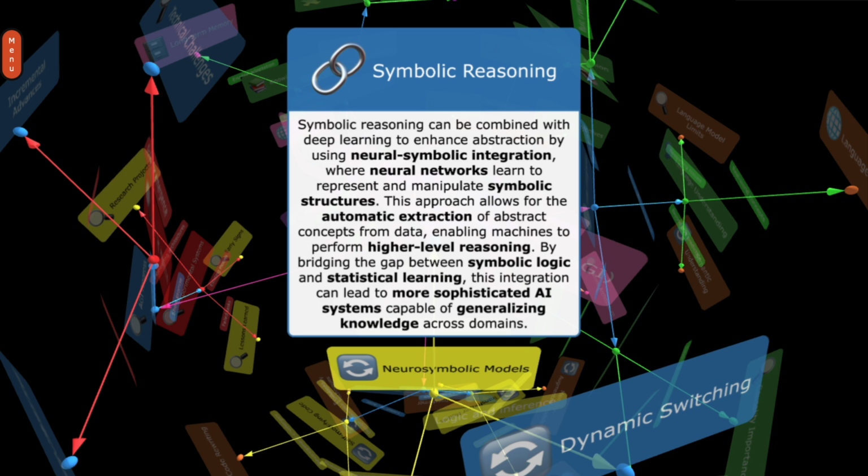Symbolic reasoning can be combined with deep learning to enhance abstraction by using neural symbolic integration, where neural networks learn to represent and manipulate symbolic structures. This approach allows for the automatic extraction of abstract concepts from data, enabling machines to perform higher-level reasoning. By bridging the gap between symbolic logic and statistical learning, this integration can lead to more sophisticated AI systems capable of generalizing knowledge across domains.